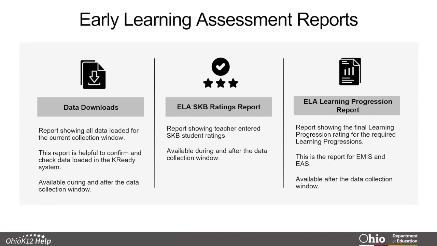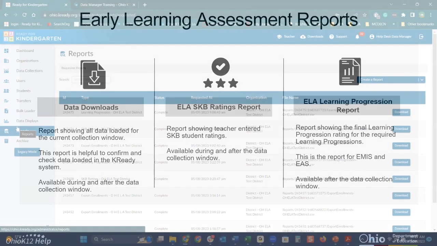The window closes on May 22nd. The data cleanup window ends on May 24th. So May 25th, you're going to have all clean, accurate data. If any scores are missing when you're pulling your SKB ratings report, we do encourage you to communicate with the teacher and see specifically that student and provide any support that you can to ensure that data is entered in the system before the close of the window on May 22nd.